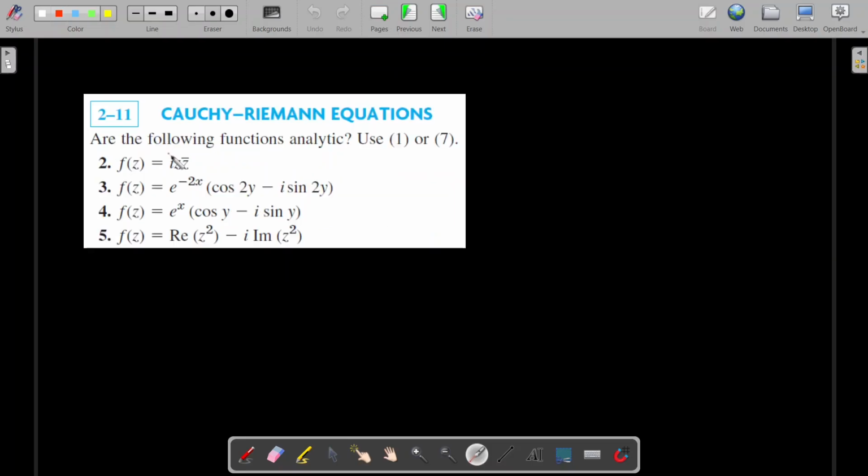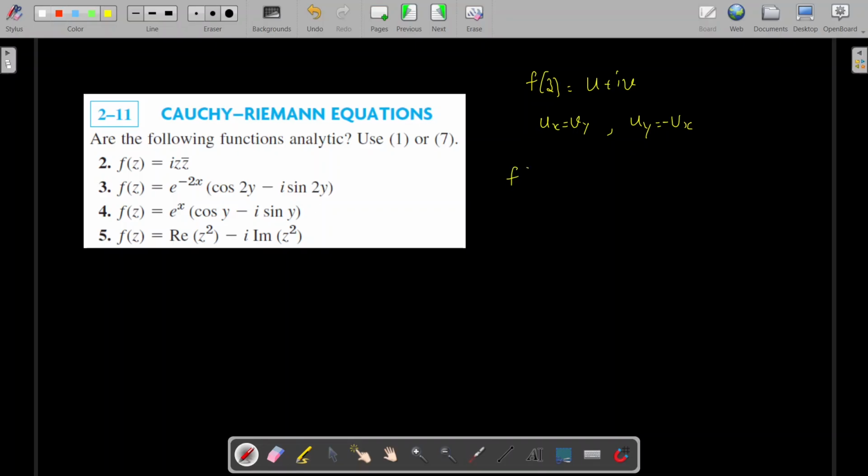First type of problems is you have to check whether given functions are analytic or not. So we will use the result that if a function is analytic, then if we write the complex function f of z as u plus iv, ux equal to vy and uy equal to minus vx. So these are the Cauchy-Riemann equations. If you want to check whether a given function is analytic, you just check whether ux equal to vy and uy equal to minus vx. So we will do one or two problems.